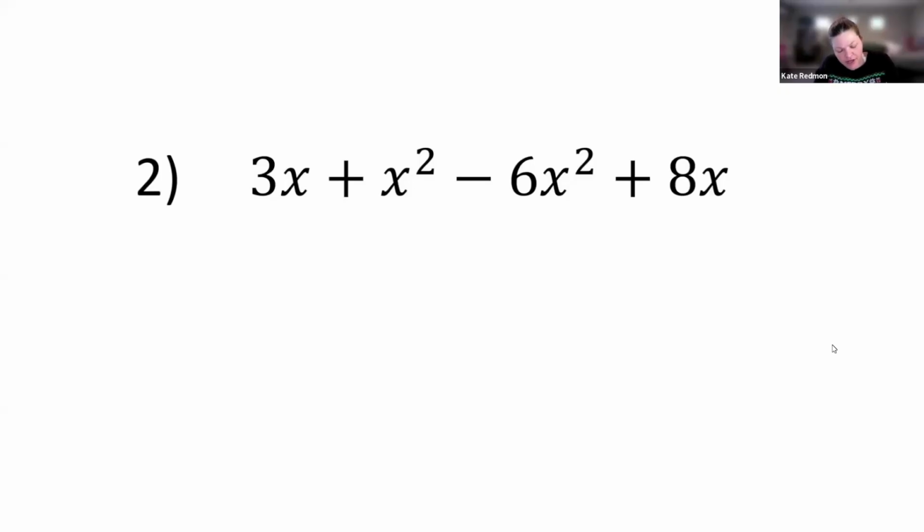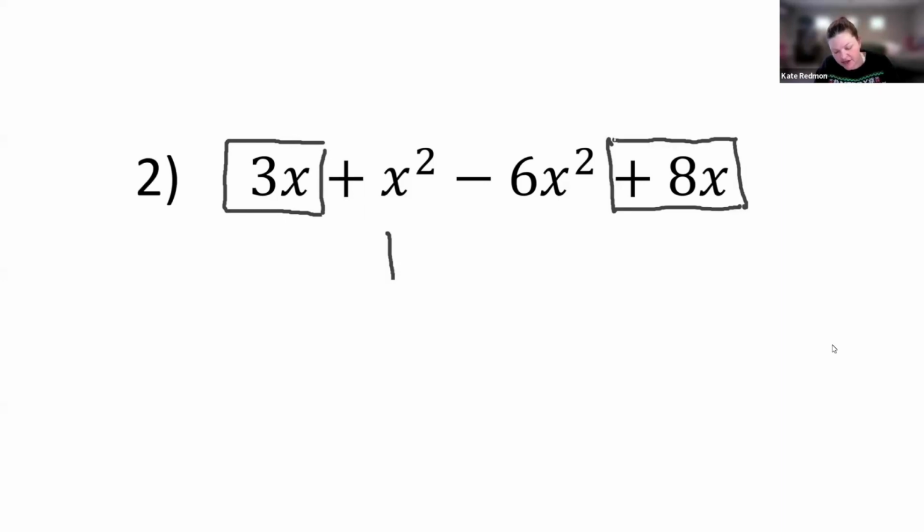Number 2, 3x plus x squared minus 6x squared plus 8x. So first term I have is an x term. And careful, x terms do not combine with x squared terms. It's not only the letter that has to be the same, it's the variable as well, if you remember. So I have 3x plus 8x. Now that's 11x.